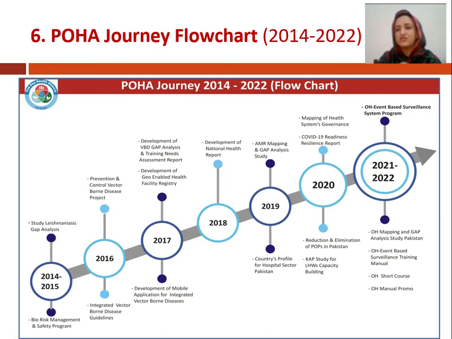Now, a quick look at the journey of POHA so far. POHA started its journey in 2014 with a very important gap analysis study on leishmaniasis, and then there was no looking back. We have a number of important studies, such as antimicrobial resistance mapping and gap analysis study. Then the COVID-19 readiness and resilience study, which was prepared after a very extensive tabletop exercise, and which was very adequately coordinated by POHA. And then this ongoing One Health event-based surveillance system.